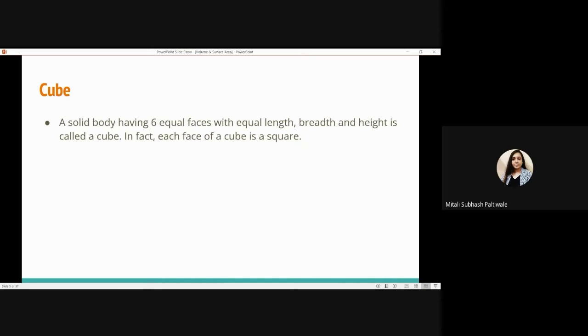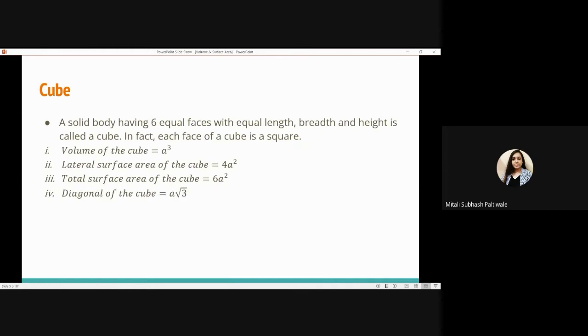So what is the volume of a cube? Volume of a cube is nothing but a cubed. Now a means the side. All the sides will be denoted by a here, and the cube of that side will be the volume of the cube. Now, lateral surface area of the cube will be 4a square. Total surface area would be 6a square because six sides are there.